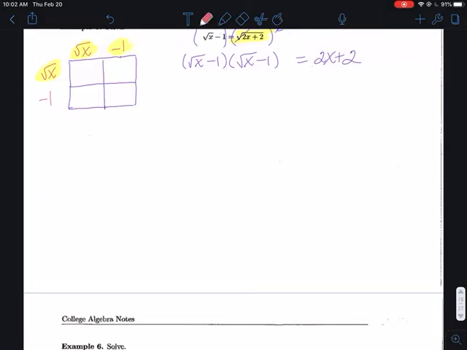The square root of x times the square root of x is just x, because they cancel each other out. Then here, the square root of x times -1 is negative square root of x. You just put that -1 in front of the square root. Then I come down here and multiply everything at the top by -1. So -1 times the square root of x is negative square root x. -1 times -1 is +1. And then you add like terms.